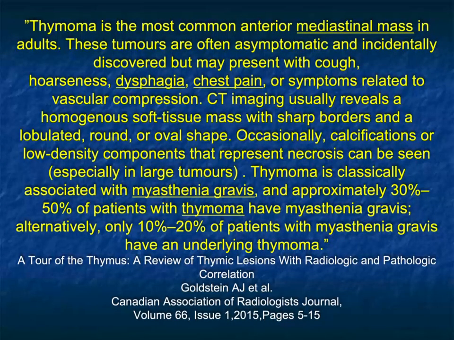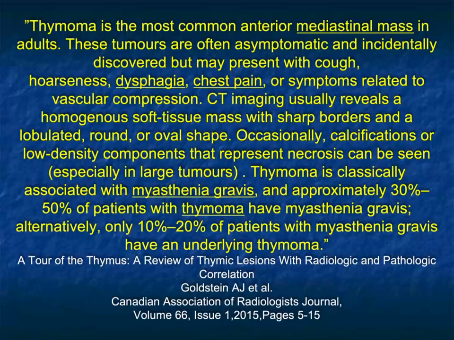Now, what about malignancies? Thymoma is the one we all think about. It's the most common anterior mediastinal mass in adults. They're often asymptomatic and incidentally discovered, but patients can present with symptoms ranging from cough to dysphagia to chest pain. CT usually reveals a homogeneous soft tissue mass with relatively sharp borders and a lobulated round or oval shape. Occasionally calcifications or areas of necrosis can be seen.